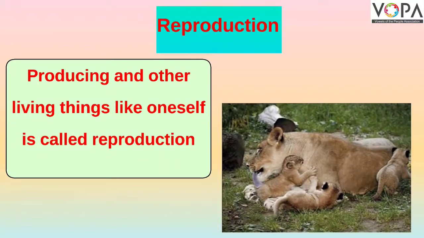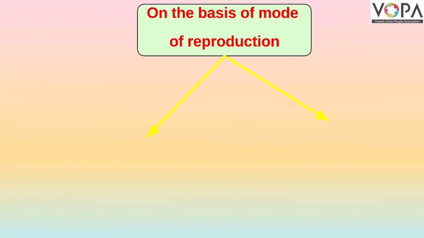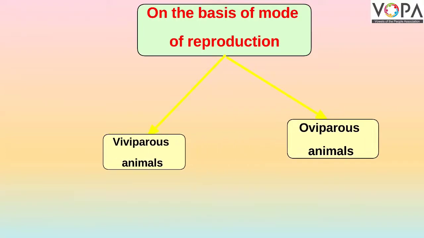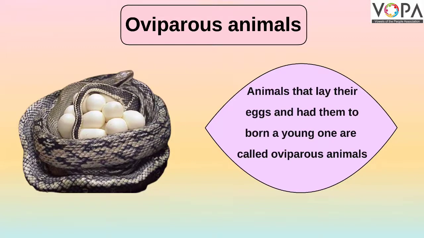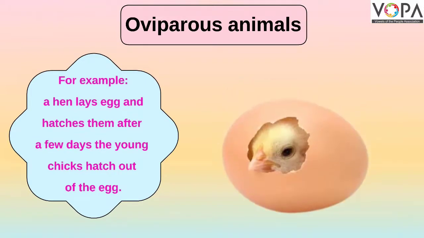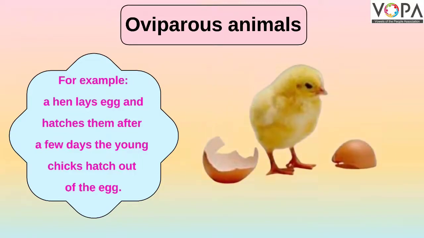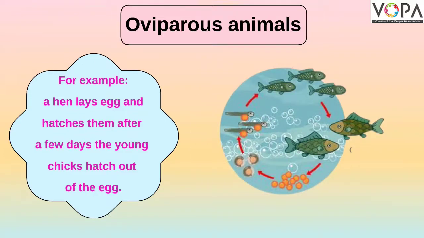We have learned that producing another living thing like oneself is called reproduction. On the basis of mode of reproduction, animals are classified into two classes: oviparous animals and viviparous animals. Oviparous animals are animals that lay eggs and hatch them to bear a new young one. For example, a hen lays eggs and hatches them. After a few days, the young chicks hatch out of the eggs. Hens, ducks, all birds, fishes are examples of oviparous animals.